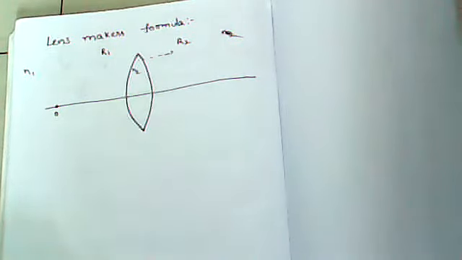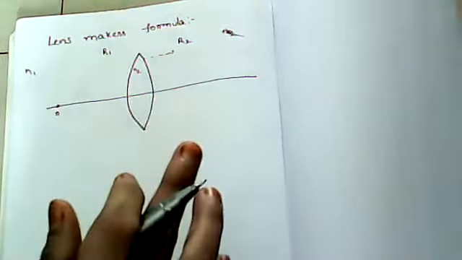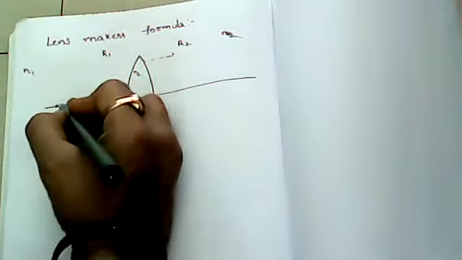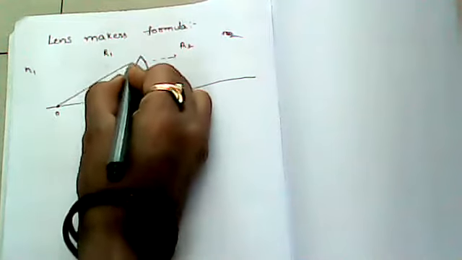So what happens here? As usual, the light rays travel in all directions, and we are considering any two light rays which travel in a straight direction and are incident on the lens. So I am considering that the light is incident on the lens.